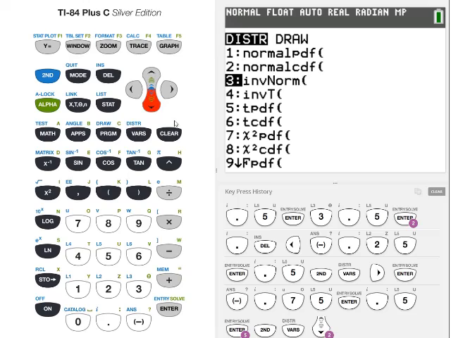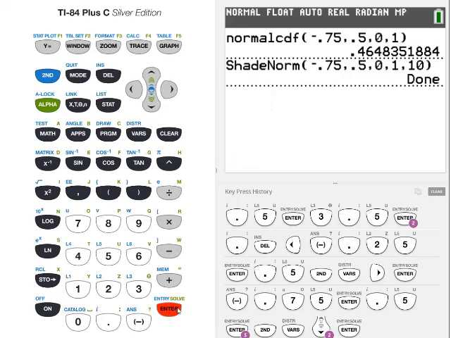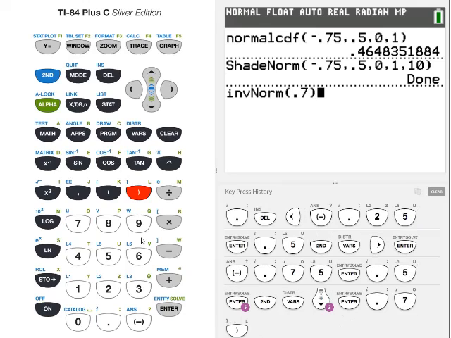For that, we'll use inverse norm. Inverse norm is always what we use when we're given an area and we wish to find the z-score. I want to know the z-score that corresponds to an area of 0.7, that's 70%, and I push enter. I get a z-score of 0.52. That means 70% of the data would be to the left of a z-score of 0.52.